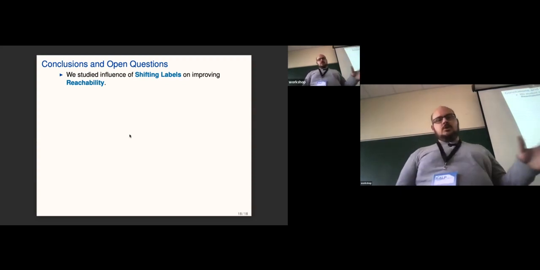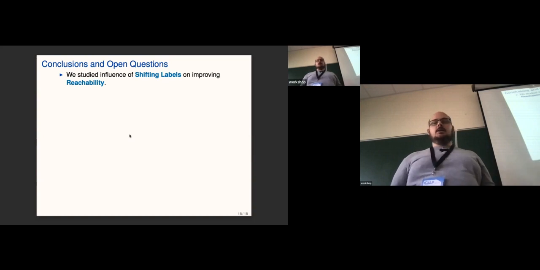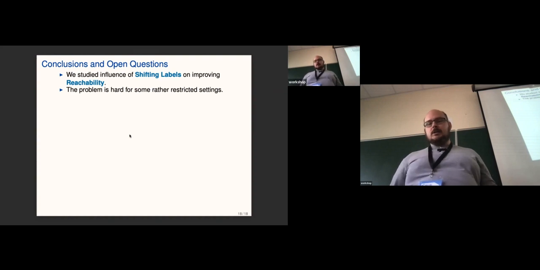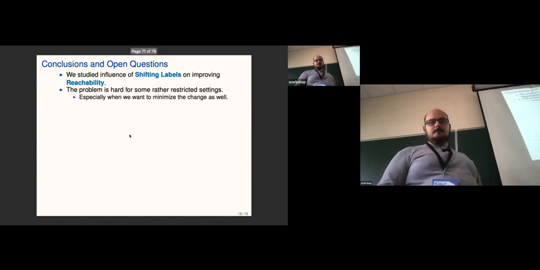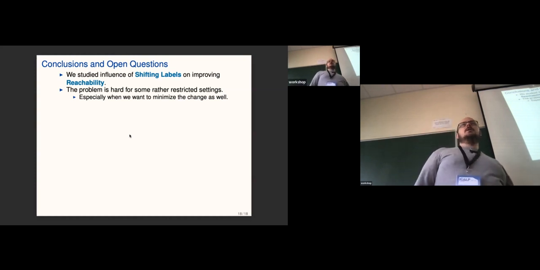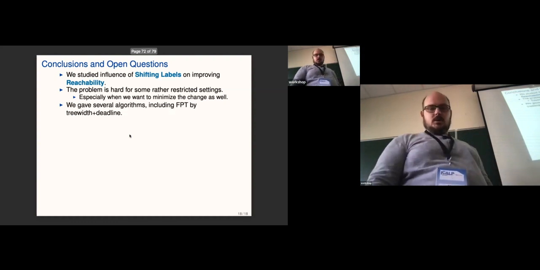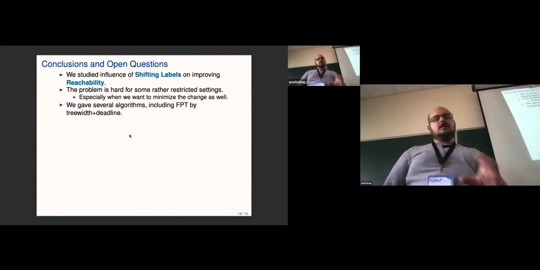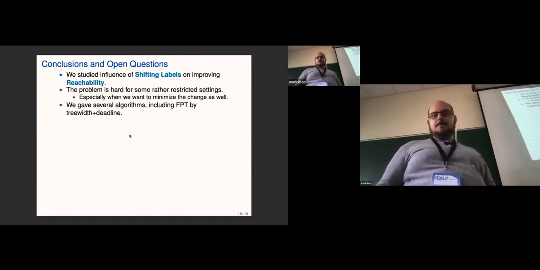So we studied this influence of shifting labels on improving reachability in temporal graphs. We show that it's already hard for some rather restricted settings, especially when we also want to minimize the change that we are allowing. And we gave a few algorithms, including one FPT algorithm by treewidth and deadline, which was basically the most technical one.